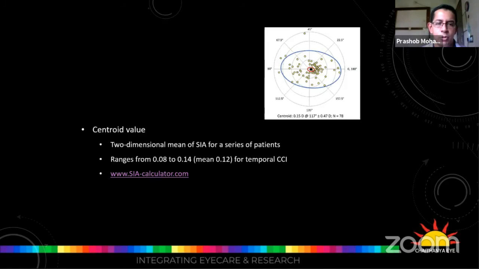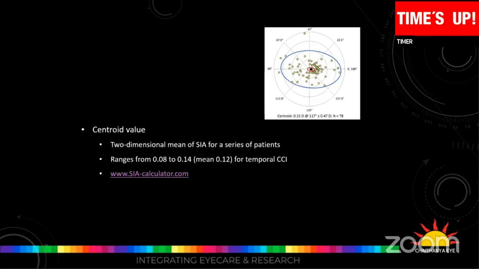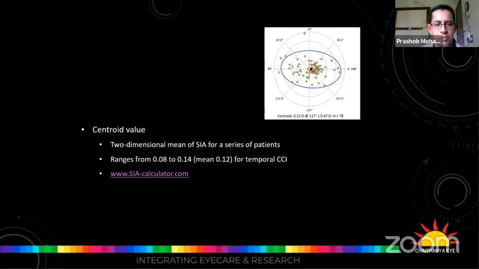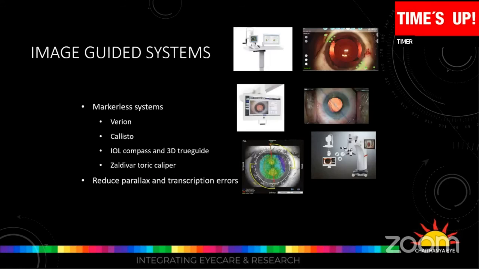And it was found that for most surgeons who do a temporal clear corneal incision of up to 2.8 mm, the range of SIA is from 0.08 to 0.14, with a mean of 0.12. So if you do not know your SIA, you can just plug in the value of 0.1 to 0.12 in the Barrett calculator. And if you want to be particular about calculating SIA, you can go to siacalculator.com.